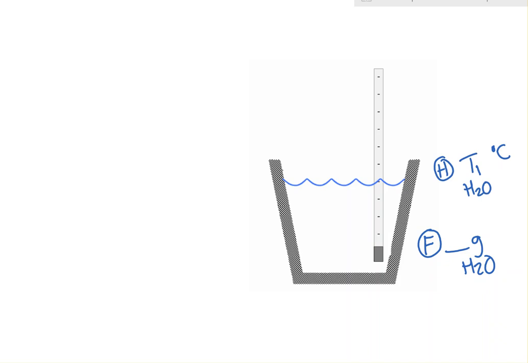Okay, and then you're going to have a vial of salt. And your salt has a mass of G. Okay, and we're going to assume that the T1 for the salt and the water are the same.